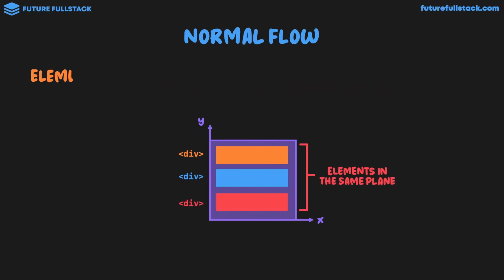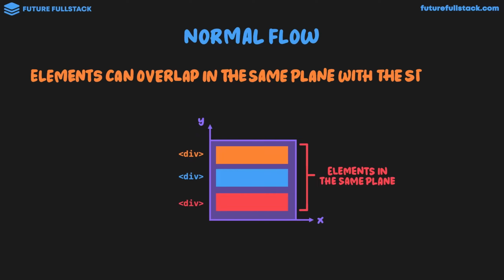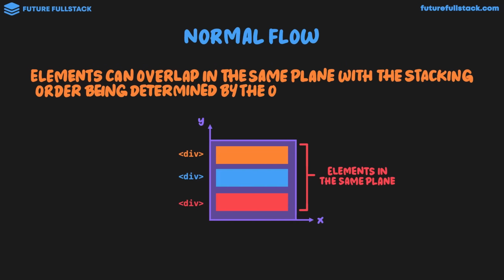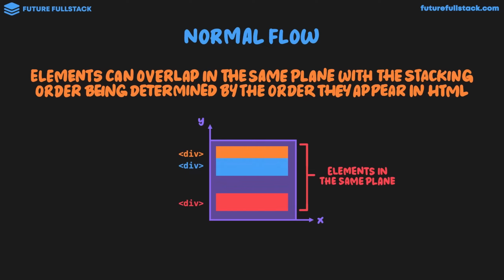However, elements can overlap in the same plane, with the stacking order being determined by the order they appear in the HTML. Looking at our diagram, the blue div appears after the orange div in the HTML markup. So if this were to overlap the orange div, it would appear on top. The red div appears below the blue div in the HTML markup. And because of this, if it were to overlap the blue and orange div, it would appear above them both, because it appears last compared to these 2 elements. Let's go play around with this inside VS Code.